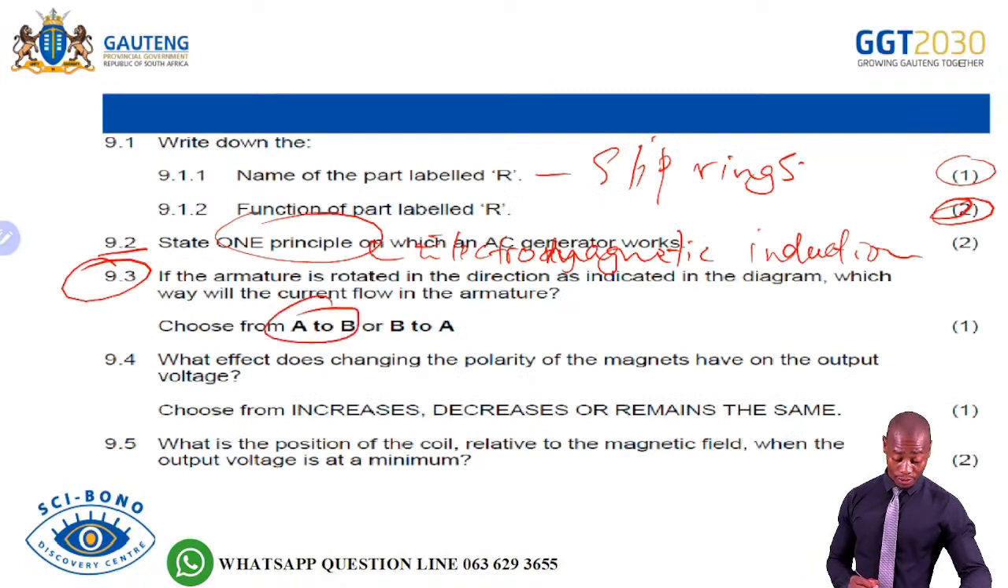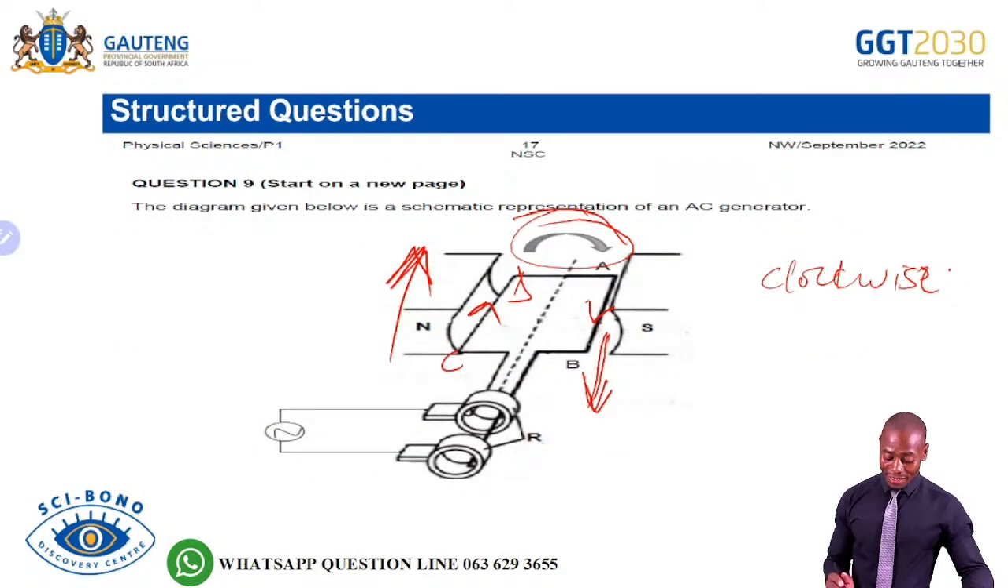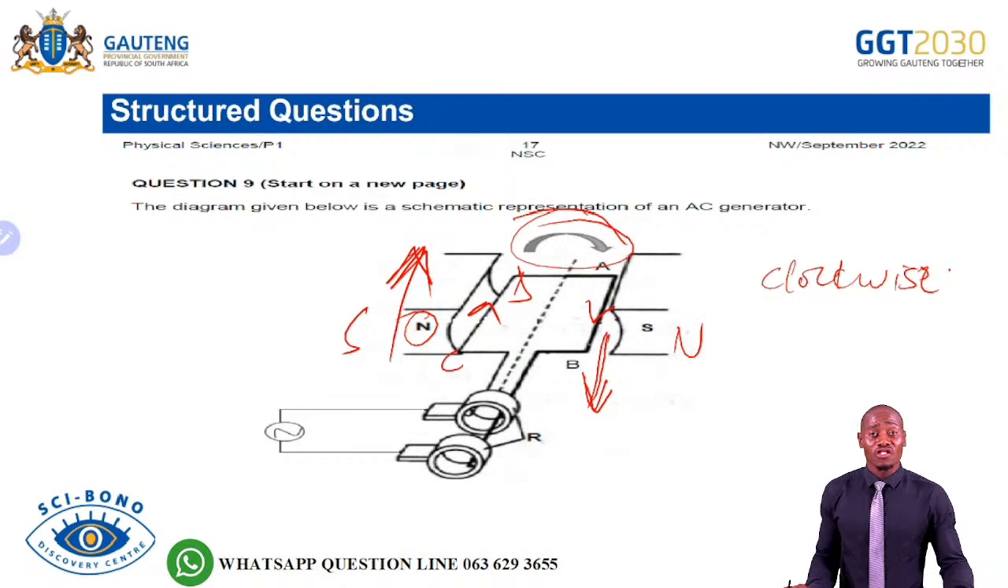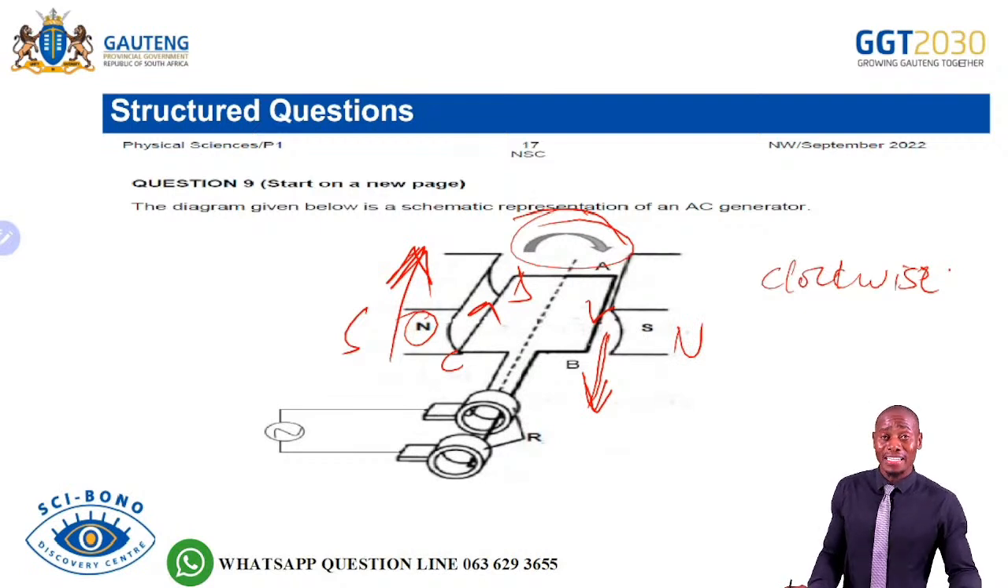You have to choose: what effect does changing the polarity of the magnet have on the output voltage? Learners here are changing the polarity. Polarity means that where you have north, now we are going to have south, and where you have south, we are going to have north. So they're just changing the polarity. Does the polarity affect the induced EMF or the output voltage? It doesn't.